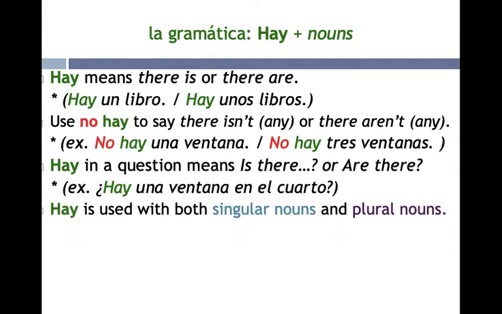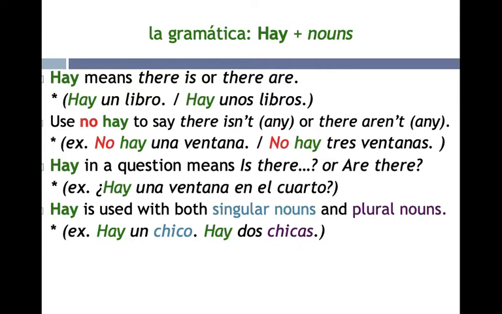Hay is used with both singular nouns and plural nouns. Por ejemplo, hay un chico. There is a boy. Hay dos chicos. There are two boys.